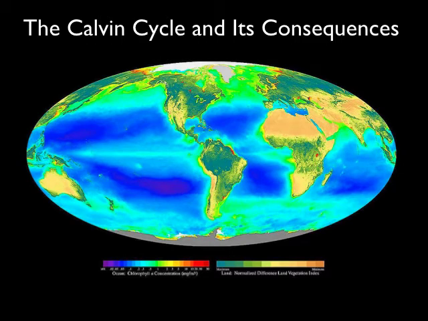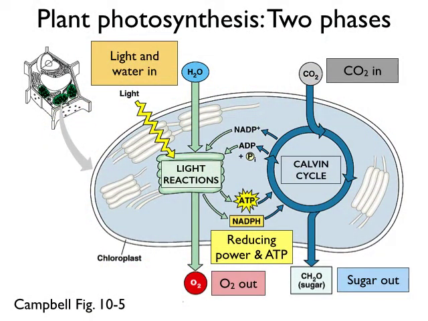Well, welcome everyone to this podcast on the Calvin cycle and its consequences, part of BIocore 383. So far, you'll recall that we've said that the reactions of photosynthesis can be grouped into two sets of reactions. First, the light reactions, which involve an input of light and water and result in an output of molecular oxygen and compounds that will be used in the second phase of photosynthesis, the Calvin cycle. Those two sets of products are ATP and reducing power in the form of NADPH.